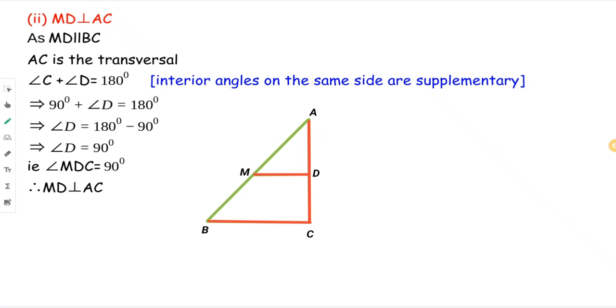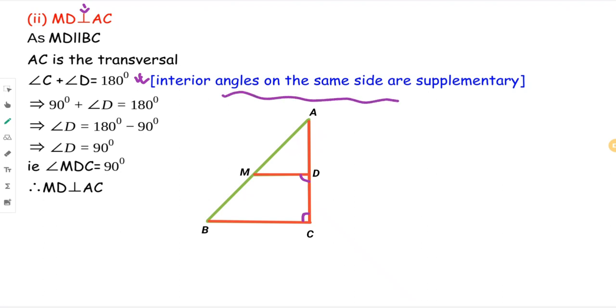So the second, I have to prove that MD is perpendicular to AC. Perpendicular means what? 90 degrees, right? So I have to prove that this is 90. Now when you look here, can you see these two lines, MD and BC, which means that AC becomes a transversal. Now, we already know that angle C plus angle D should be equal to 180 degrees. Why? Interior angles on the same side are supplementary.